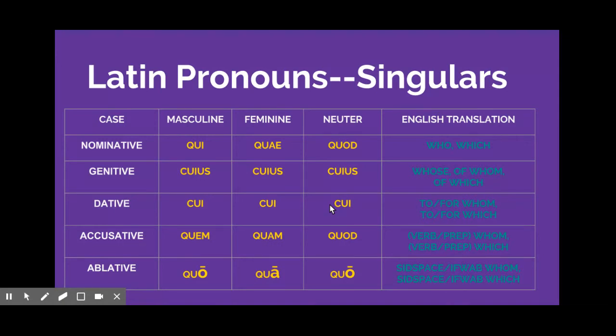In the accusative forms, you have these nice accusative endings that should be familiar. Neuter accusative is the same as that neuter nominative that's up there. And our accusative translation is exactly what you would expect it to be now that you are all experts in noun declensions. Verb or prep whom, verb or prep which. And finally, we have ablative relative pronouns for each gender, all with mandatory macrons. And the translation is exactly what you would expect. Preposition with whom, preposition with which.